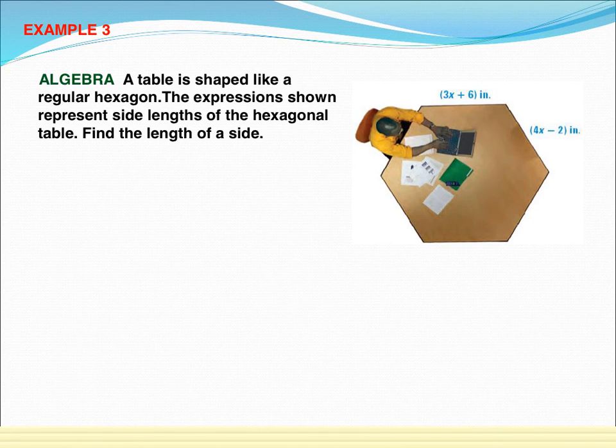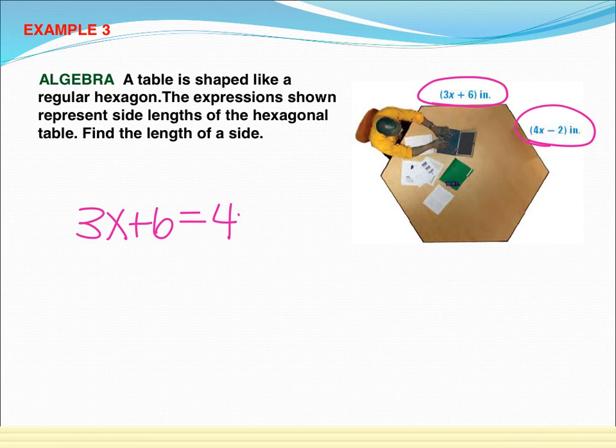Here's a little bit of overlap with algebra. So there's always going to be a constant bring in of the algebra, right? Yay, just so you don't miss it. Okay, this says a table is shaped like a regular hexagon. The expression shown represents side lengths of the hexagonal table. Find the length of the side. So what one word in that whole little paragraph is probably the most important thing? Regular. What's it telling you? All the sides are equal. So all I have to do is take this side and set it equal to this side. Subtract the 3x.